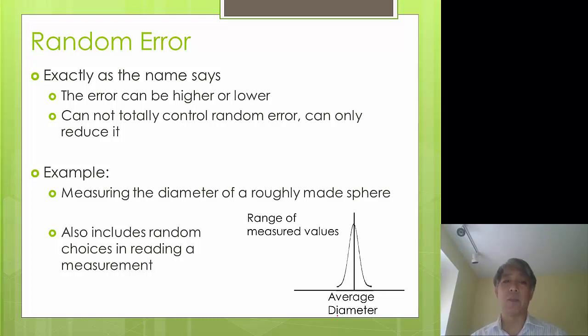Okay, it's exactly as the name says, it's random. Sometimes it'll be high, sometimes it'll be low. Okay, it's almost impossible to eliminate it. You can reduce it. One way of reducing it is by taking lots and lots of measurements. Okay, that's what we did with the sphere of clay.